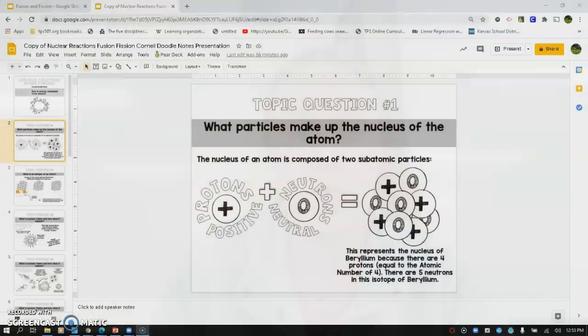Hey everyone, today we're going to talk about nuclear reactions and the two major kinds: fission and fusion. The first two slides are not within your area. I'm going to show you where it's going to be.